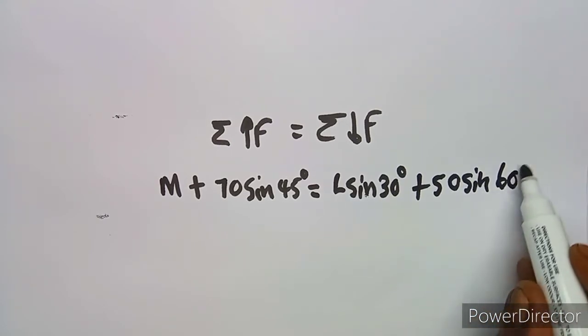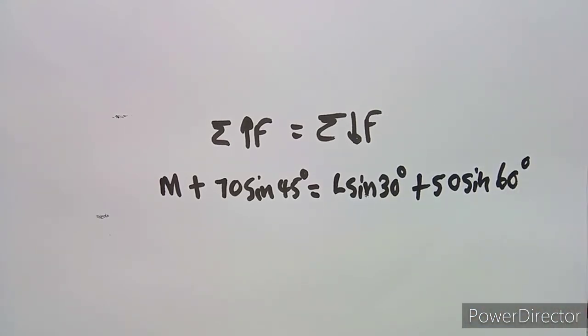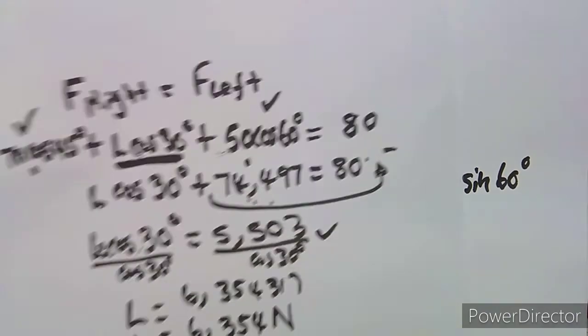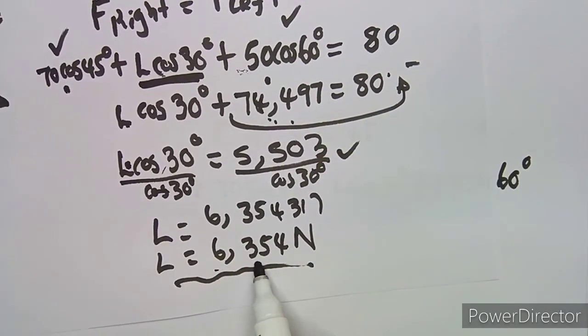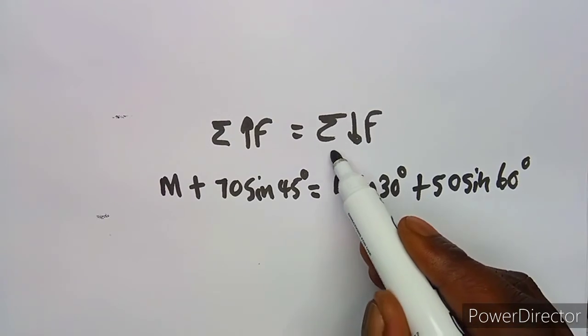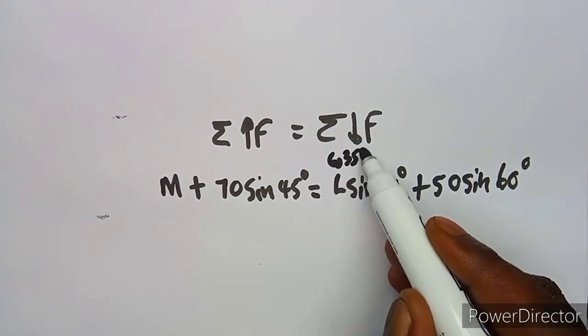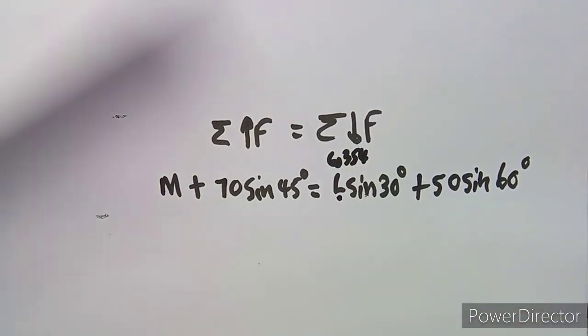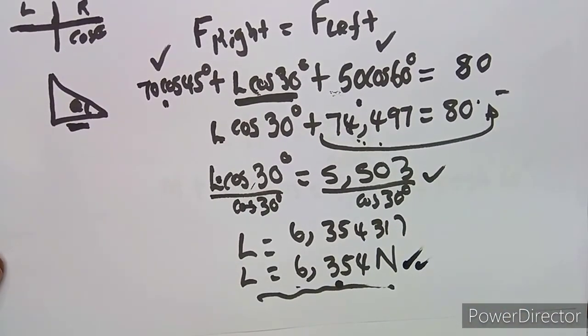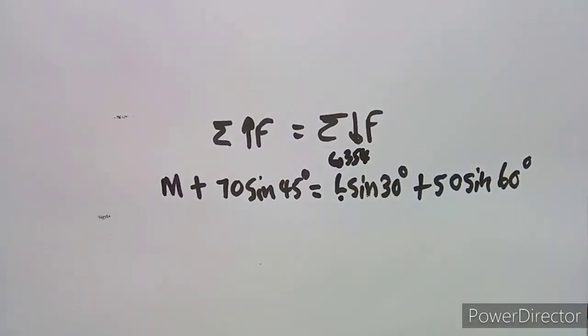So like I said, you don't consider the signs when you are working with equal forces. You just take your forces as they are. But we are given the value of L, guys. Remember that we obtained this L, it was 6,354. Here we have got the value of L here, 6,354. So we're going to use 6,354 in place of L because we already have this value here. So that is the idea there.